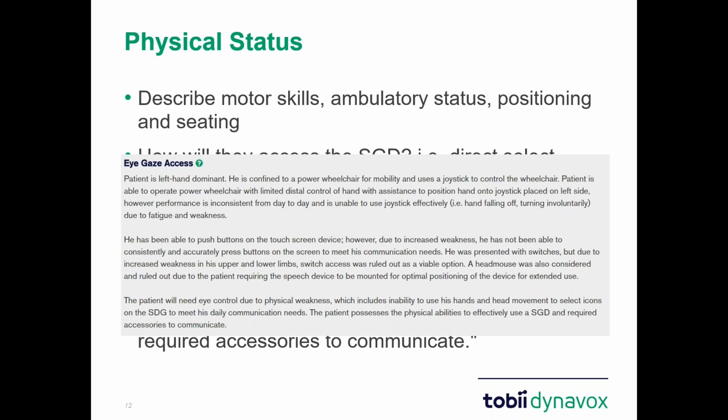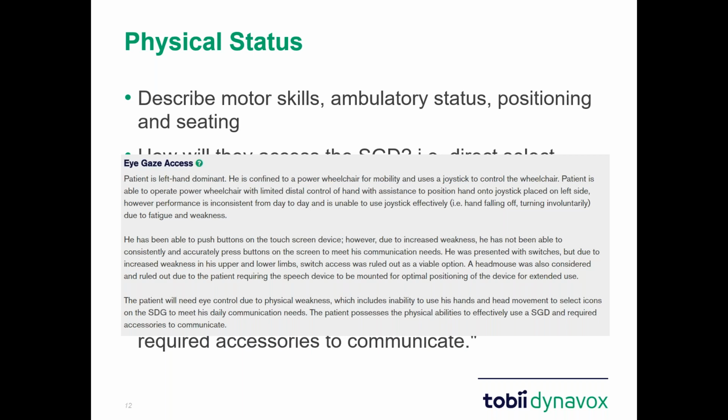He's been able to push buttons on the touchscreen. However, due to increased weakness, he's not been able to consistently and accurately press buttons on the screen to meet his communication needs. He was presented with switches, but due to increased weakness in his upper and lower limbs, switch access was ruled out as a viable option. A head mouse was also considered and ruled out due to the patient requiring the speech device to be mounted for optimal positioning of the device for extended use. The patient will need eye control due to physical weakness, which includes inability to use his hands and head movement to select icons on the SGD to meet his daily communication needs. The patient possesses the physical abilities to effectively use an SGD and required accessories to communicate.